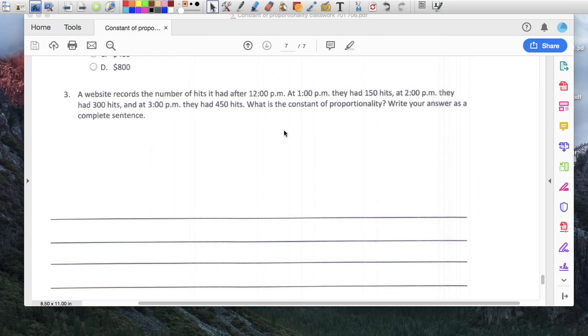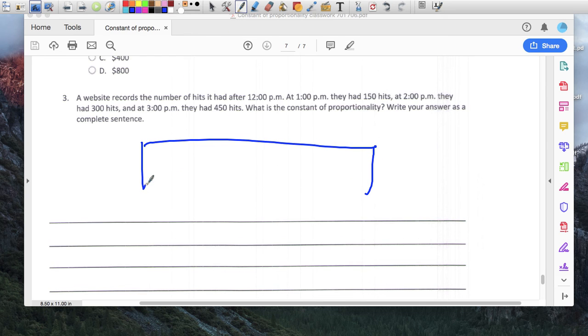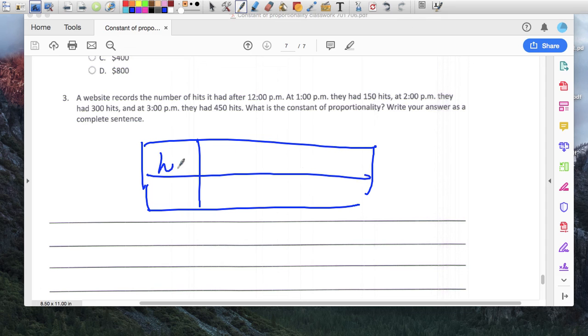Website. So again, we got some time things. So anytime we have that, we can create a table, just to see it better. A website records the number of hits after 12 p.m. So at 1 p.m., I'm going to write hits, and I'll write hour. At 1 hour, they had 150 hits. At 2 p.m., which is 2 hours later, they had 300, and so forth.